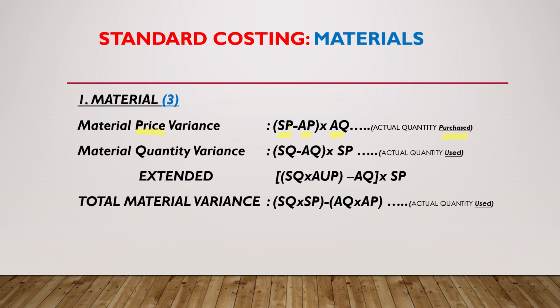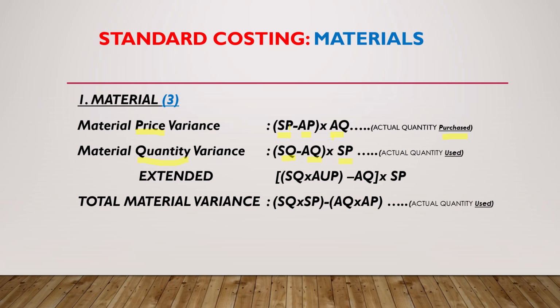The second formula you are going to use when you're talking about material is where you calculate quantity, where you compare standard quantity and actual quantity. So you are going to say MQV is equal to standard quantity minus actual quantity, because we are talking about quantity, multiplied by standard price. Now you need to take note.